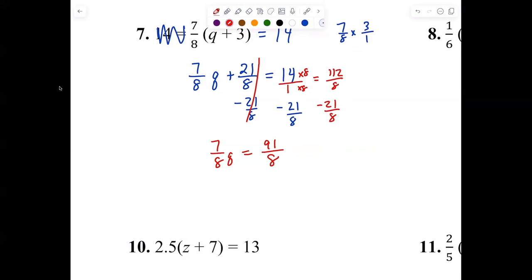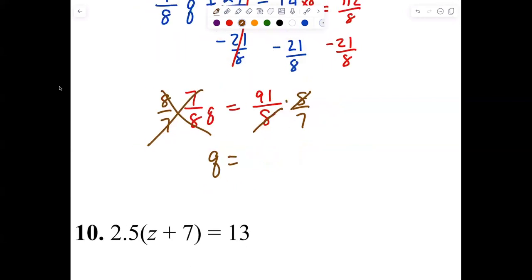Now what do I gotta do? You have to multiply by the reciprocal. Yep, multiply by the reciprocal. What happens? It's canceled. Good job. And now does 7 go into 91? Let's do our mental math. How many times does 7 go into 9? How many left over? 7 goes into 21. Yes.